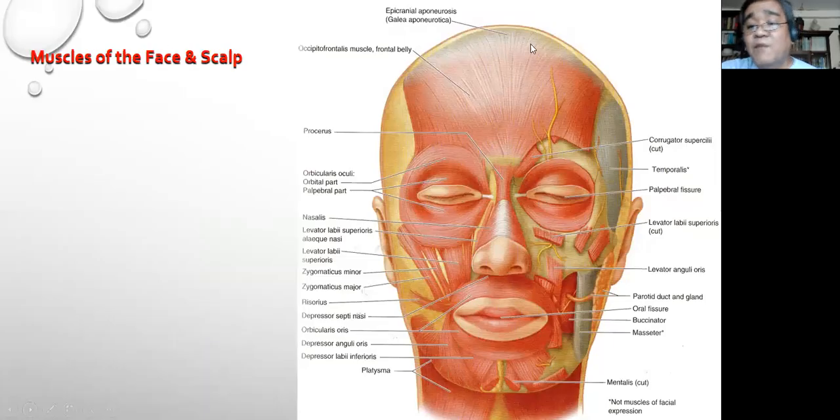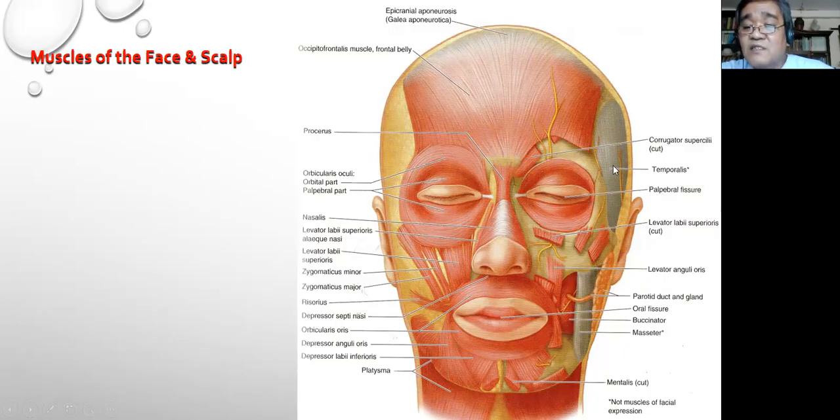Now, beneath the subcutaneous tissue layer of the scalp and the face are a series of muscles that, when they contract, cause contortions of the face that convey mood and emotions. These are what is known as your muscles of facial expression.